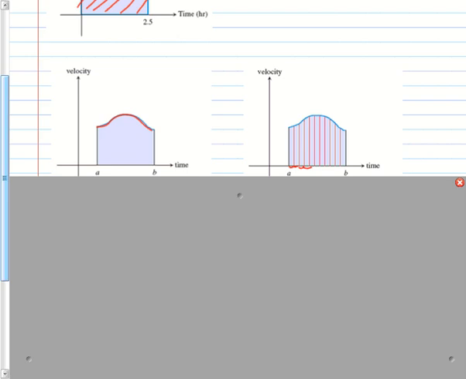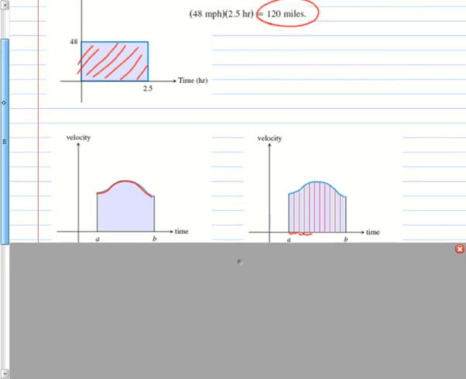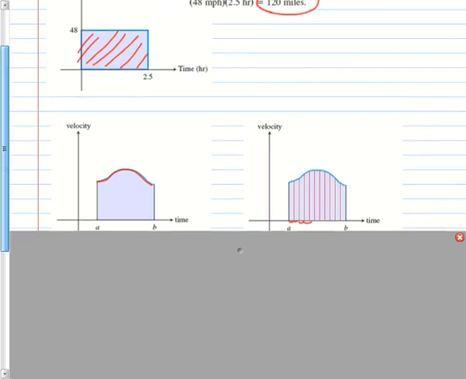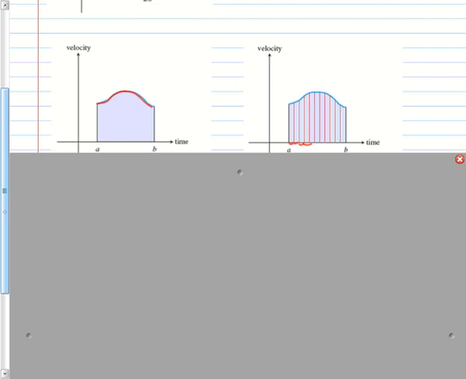Now, each of these smaller pieces, remember, I'm looking for a shape that I know the area of. We've had a rectangle. I know how to get the area of a rectangle. We've had a triangle. I know how to get the area of a triangle. Well, this could be close to a rectangle, right? That's a little bit curved, so it's not exactly right, but it could be close to a rectangle. So what if I made all these rectangles?